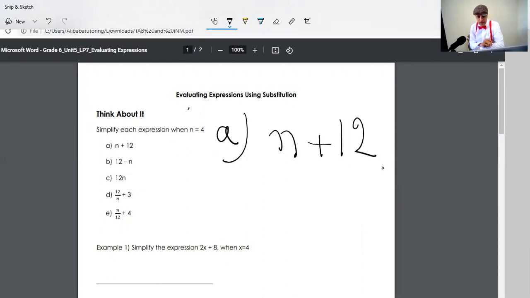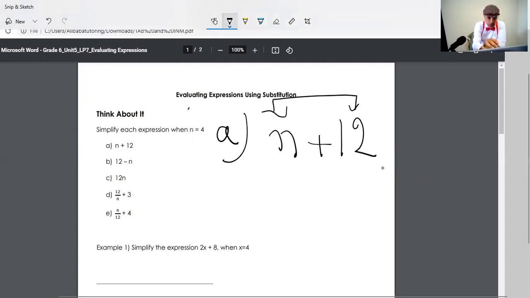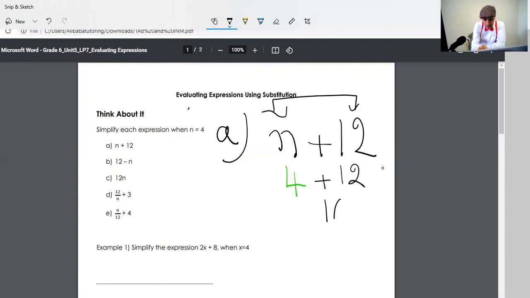We're gonna evaluate, meaning we're gonna figure out how much this expression is. This is an expression, a sentence in algebra we call an expression. How much is it worth? Once we know that n is 4, how much is it worth? So instead of n, we're gonna put 4 because we know that n is 4. They tell us that. So n is 4, and to that, we're going to add 12. And 4 plus 12, we get 16. So when we evaluate A, it's going to give us 16, the value. How much is it? It's 16, okay?